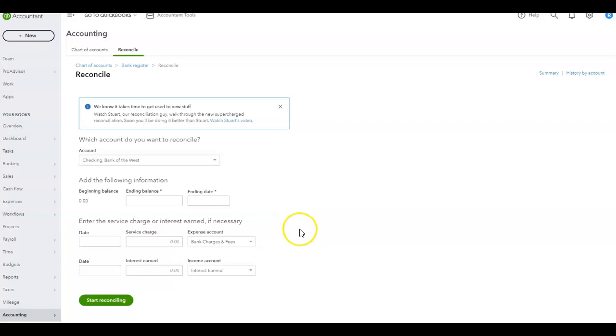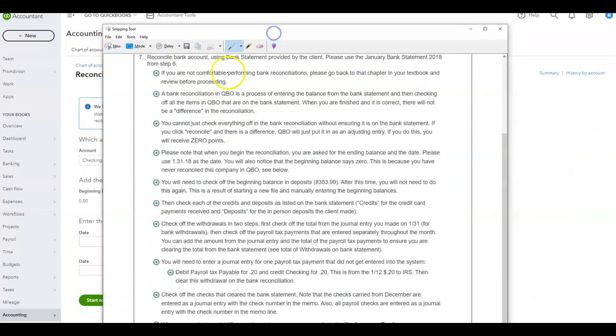Hi everyone. I want to work through how to do a bank reconciliation. This is for the bakery and restaurant for January, and it's step 7 in your instructions.